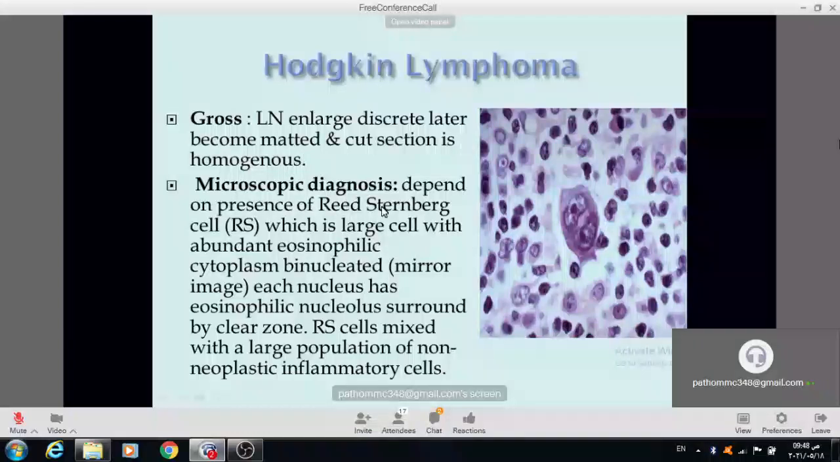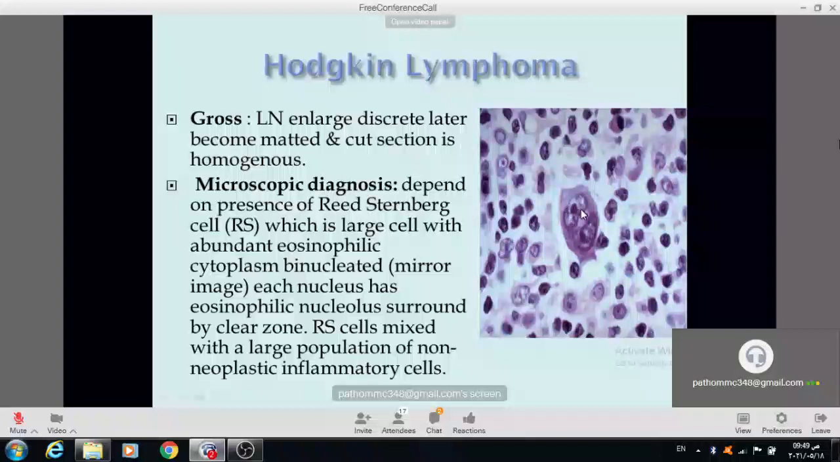Microscopically, to diagnose Hodgkin lymphoma we have to know the RS cell, which is the Reed-Sternberg cell. What is the Reed-Sternberg cell? All of these are RS cells. They have a bilobed nucleus, okay? The nucleus consists of two lobes.